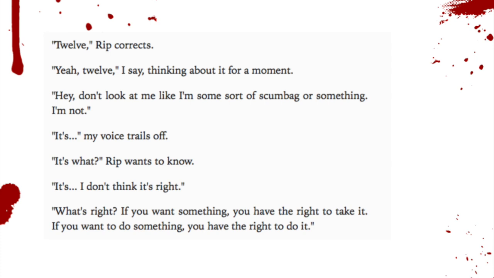In the novel, Rip says, "Hey, don't look at me like I'm some sort of scumbag. I'm not." And Clay responds, "I don't think it's right." And Rip's final statement is, "What's right? If you want something, you have the right to take it. If you want to do something, you have the right to do it." And the horrifying thing is that these characters are often rewarded for this thought process.